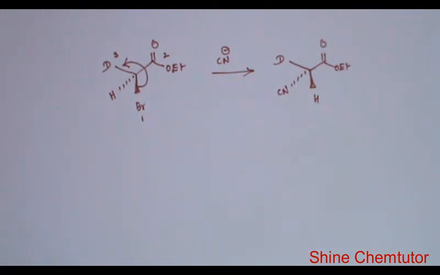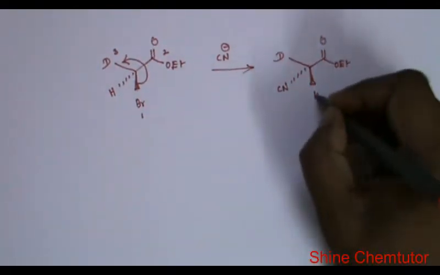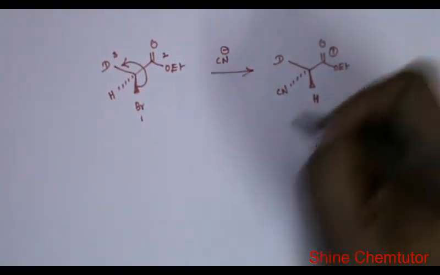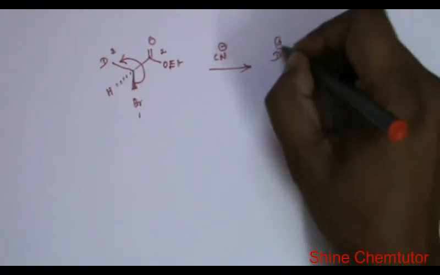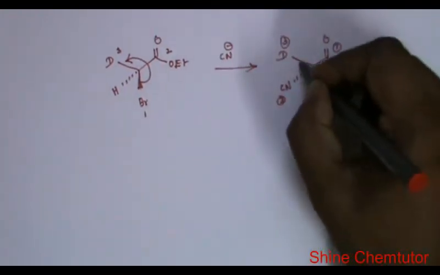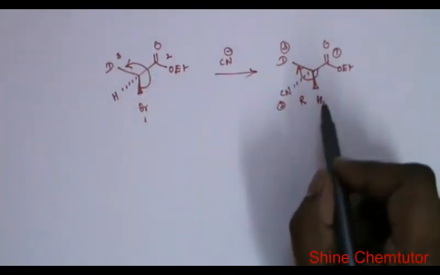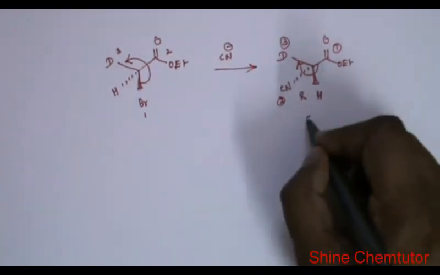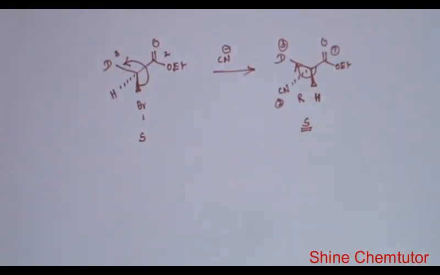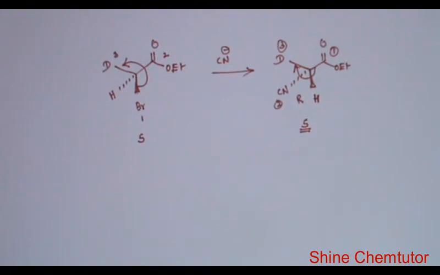Now let us assign RS configuration for this. The least priority, it is towards us. I go for this first priority, second and third. So basically it is R. Since the least priority is towards us, this should be S. I have to just invert that. So starting material, it is S. Product also, it is S. So this is a very good example to say that even though we say there will be inversion in configuration, it is not in all the cases.